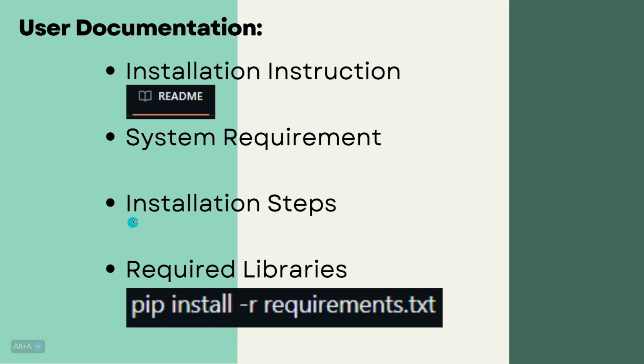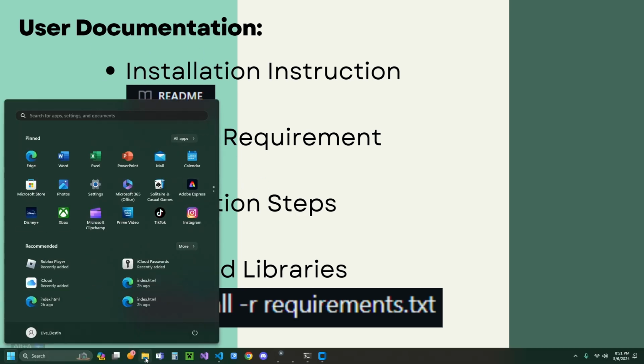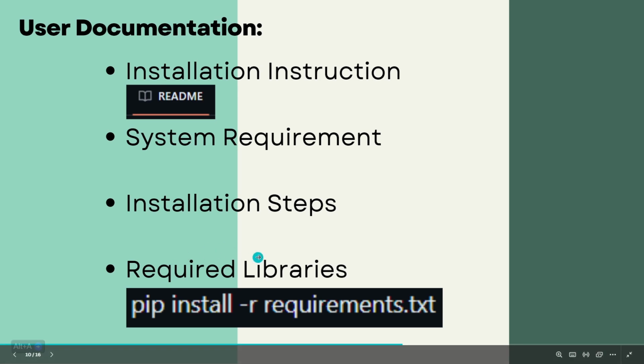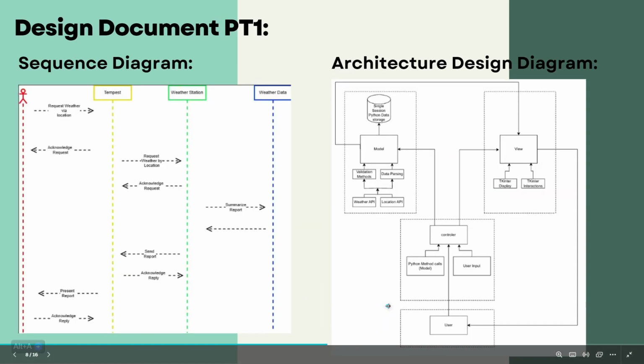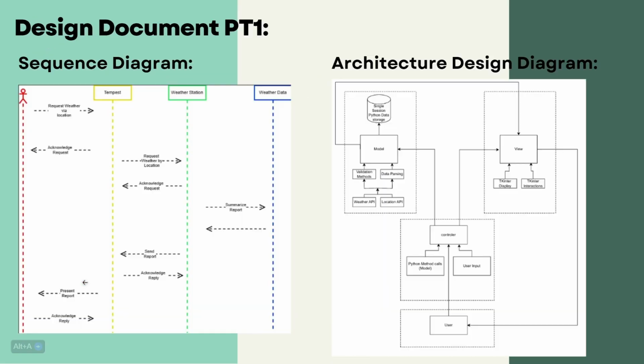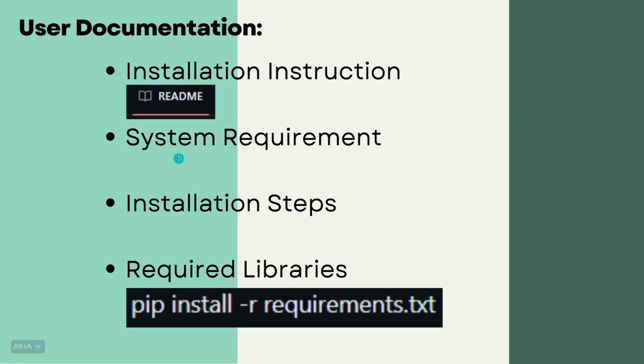We went over the installation steps to get the repo on a local workspace. So that's separate from installation instructions of the executable here. Required libraries. Yeah, so this can be found in the requirements.txt, but also can be found here on the project plan. We're using tkinter to request for the API. So yeah, that's it for the user documentation.